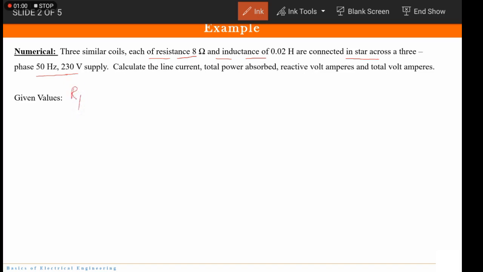First of all, the load is given, which is the phase resistance 8 ohms. Then it says inductance of 0.02, so 0.02 Henry. Then 230 volts 50 hertz, so frequency is 50 hertz. Now what is this 230 volts in case of three phase voltage? This is the line voltage. Okay, whatever 230 volts is specified, that is the line voltage.